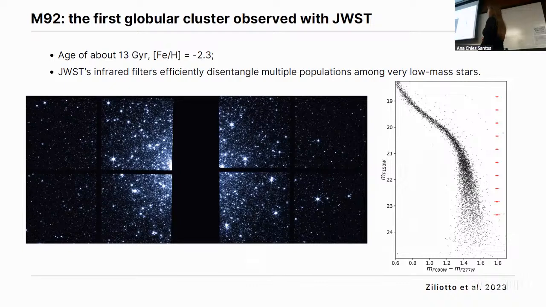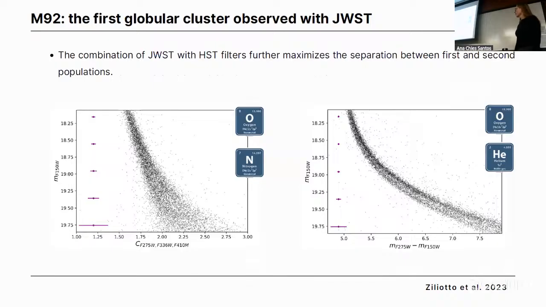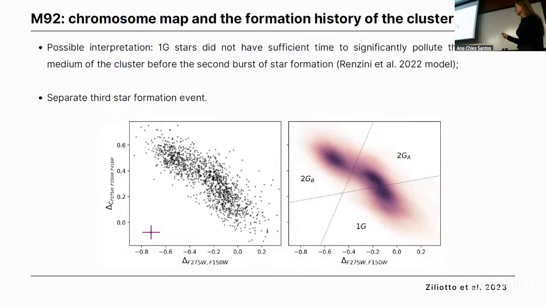So with JWST filters, we can make color magnitude diagrams such as this one. And if you see here in the bottom of the main sequence, the spread that we have is a lot higher than the photometric errors, suggesting the presence of multiple populations. If we combine this information from JWST with HST, we can make these diagrams that are even more sensitive to some abundance variations, such as this one of oxygen and nitrogen, and this one of oxygen and helium. So we can combine these two diagrams to make a chromosome map, and then we see that there are three groups of stars in M92.